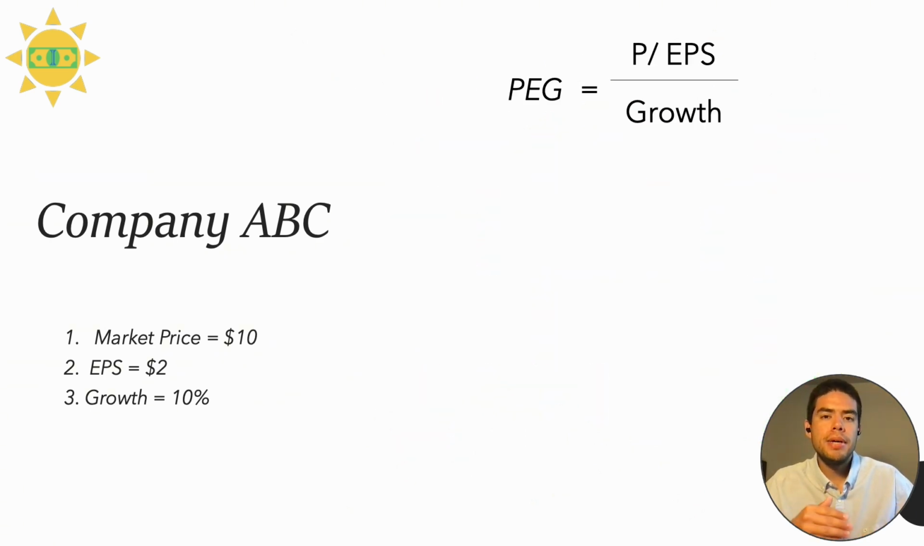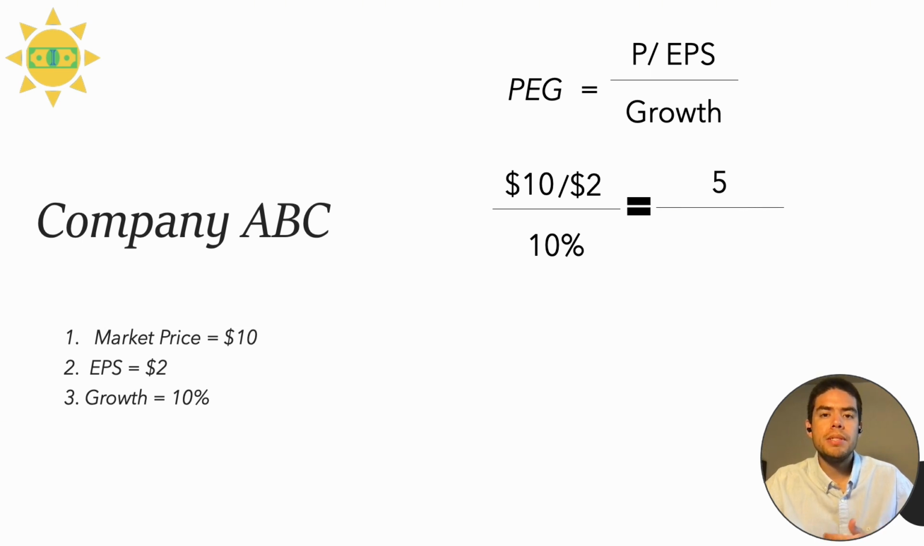So our formula is going to be PEG is equivalent to price divided by EPS divided by growth. With the price of $10, we divide that by the EPS of $2, and we divide that by the growth of 10%. Now, $10 divided by $2 leaves us with 5. We divide that by the 10%, and our PEG ratio is 0.5.